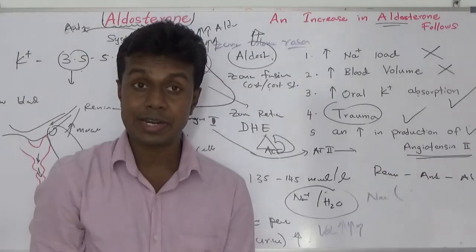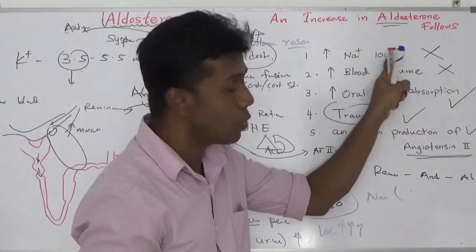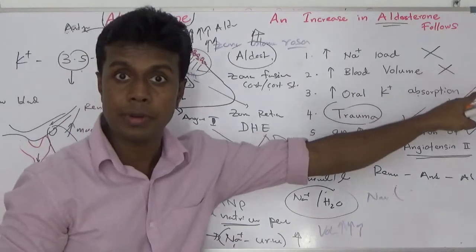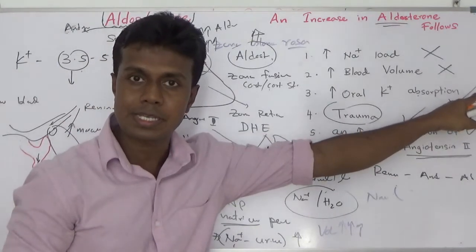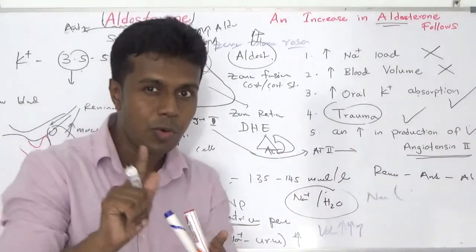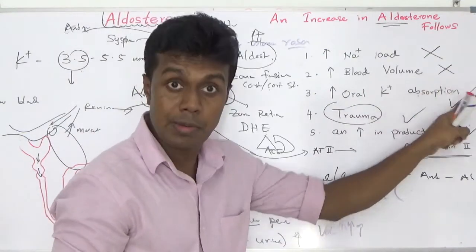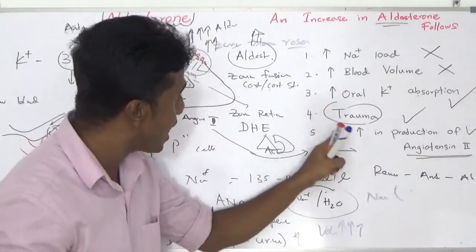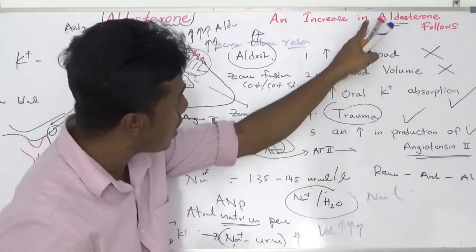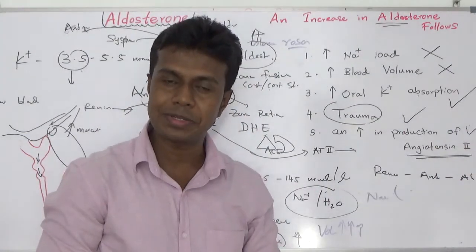I will repeat it again rapidly. An increase in aldosterone follows increased sodium load. It does not happen. Increased blood volume. It does not happen. The condition is called the escape phenomenon. I will teach you later what the escape phenomenon is, or if you want, you can search. Next one, increased oral sodium potassium absorption. The answer is true. You can have high aldosterone if you have trauma. You can have high aldosterone if you have a high angiotensin 2 level. Thank you very much.